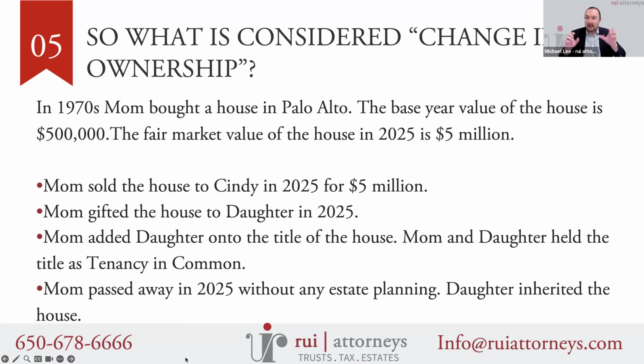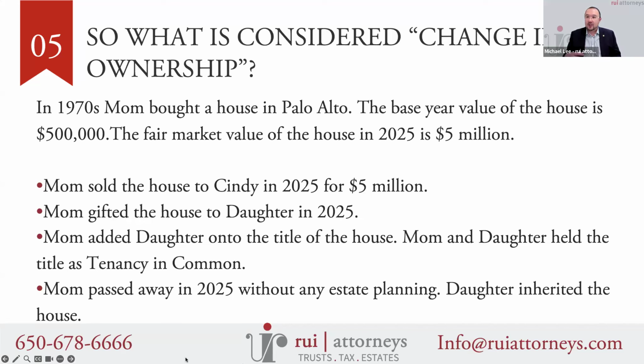And the last one would be mom passed away and daughter inherited the house. And is there a change? This can occur with estate planning or without estate planning. When someone passes away, if the title is changed through probate or through the trust transfer, et cetera, that is a change of ownership. And then you're going to have to look for an exclusion.